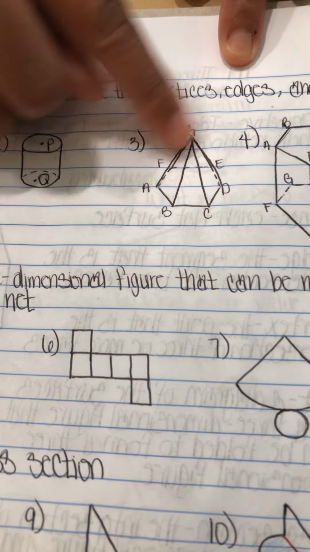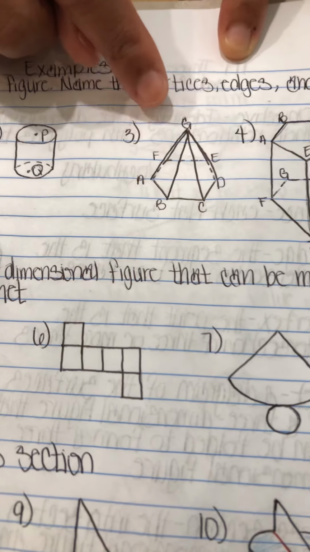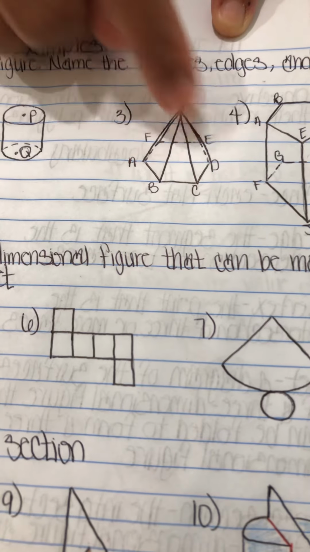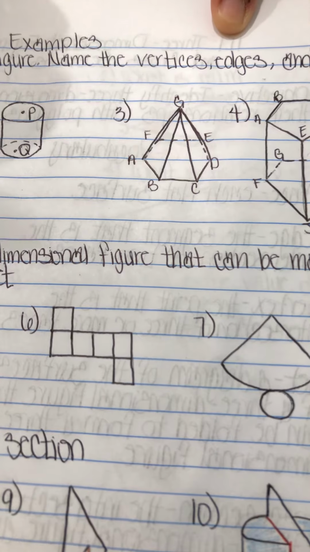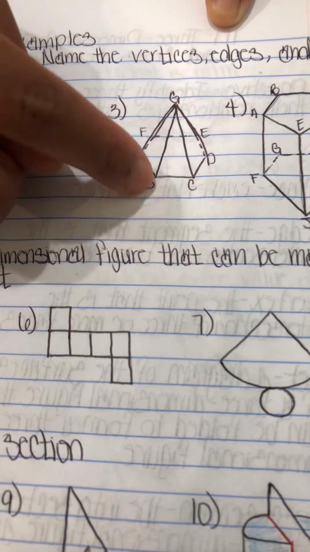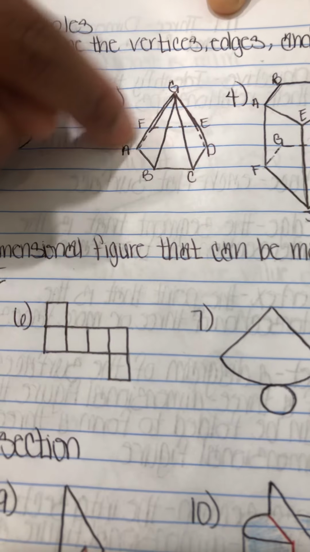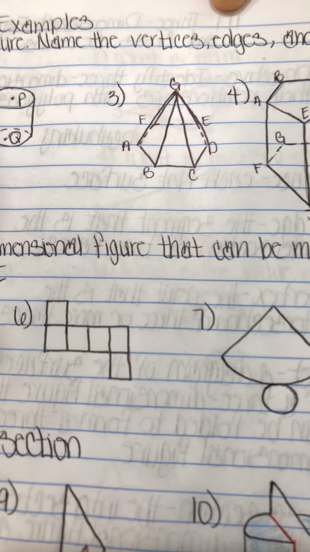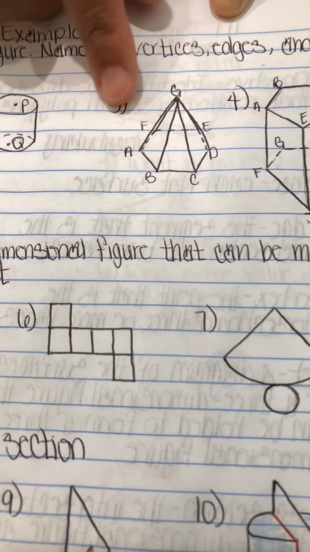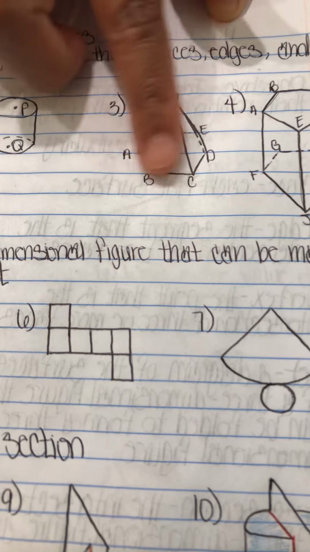My edges will be all of the lines that I have. So in this particular case, I would have G to F, G to A, G to B, G to C, G to D, and G to E, as well as all of my sides that make up my base, which would be A to B, B to C, C to D, D to E, E to F, and F to A. Now, because it is a pyramid, I only have one base. That base is made up of those 6 letters. So A, B, C, D, E, F is my base.